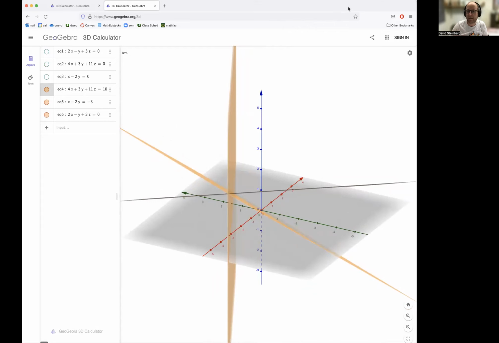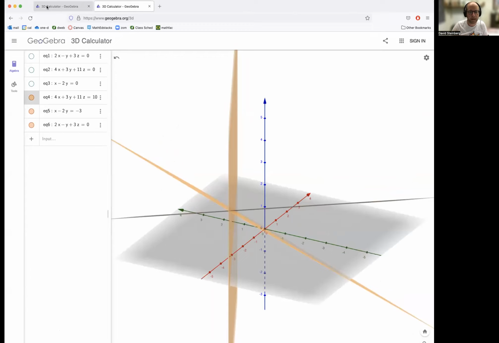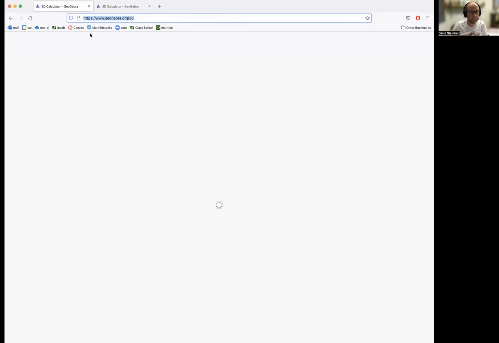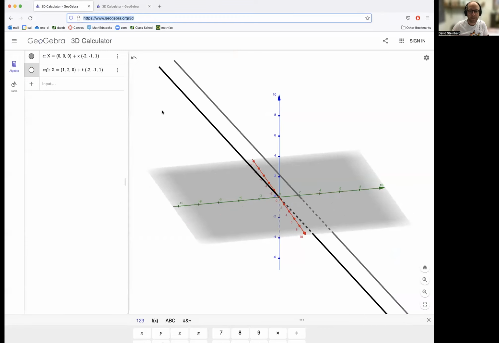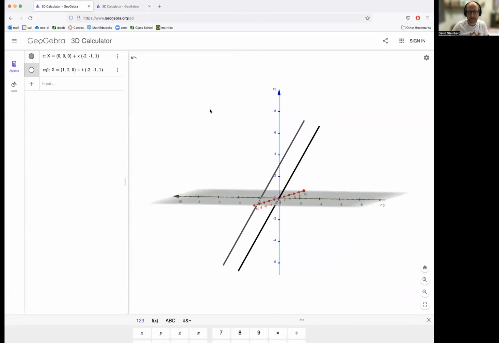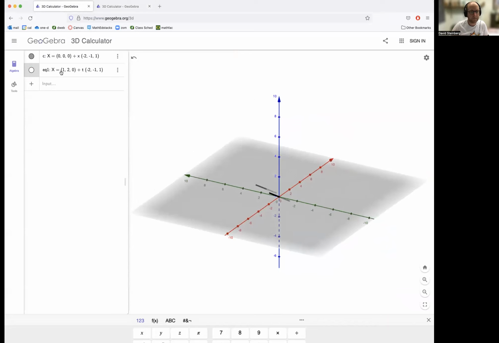And if you don't like seeing a bunch of planes, I don't blame you. Oh, we're buffering. Here we go. Yeah, the same situation is illustrated here without all the planes. So in our, oh, what's happening? We're buffering again.